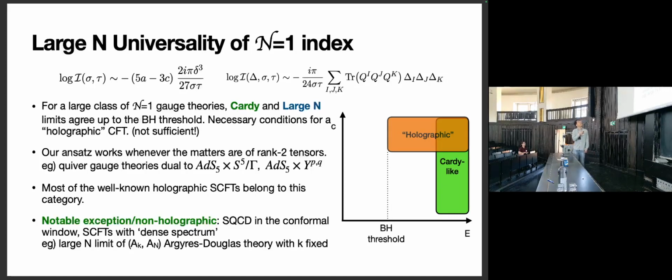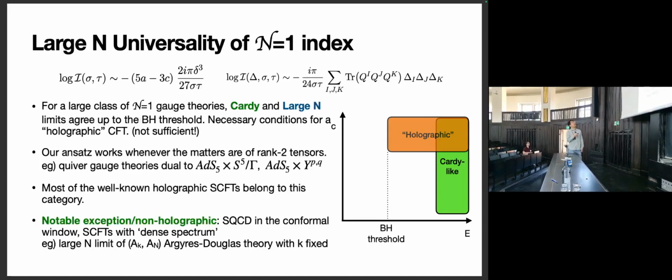And we find that for a large class of N=1 gauge theories, the Cardy and large N limits actually agree all the way up to the black hole threshold. So this satisfies the necessary condition for a holographic CFT. We've got to have a black hole. So at least this index is consistent with the fact that there has to be a black hole in the bulk.